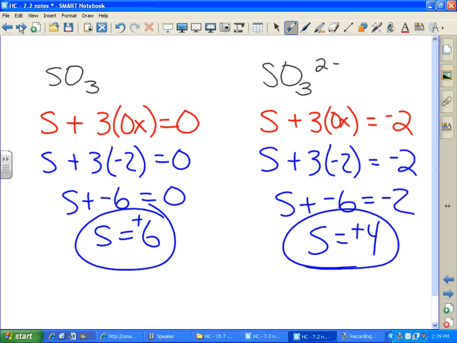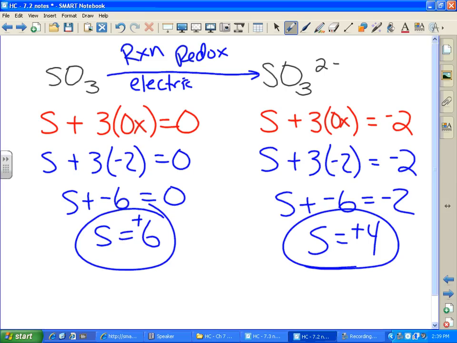Let's say we have a chemical reaction that somehow converts SO3 to SO3 2-. This is what we call a redox reaction. This is the beginning stages of electrochemistry.